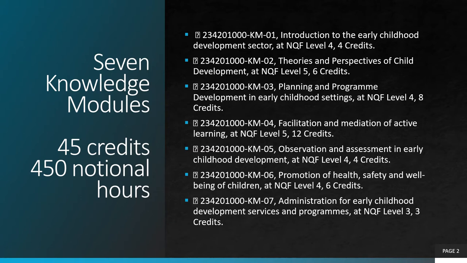We get to knowledge module number 5. That is the observation and assessment in early childhood development. A lot of work, when we are assessing students, we are going to be watching what they do, because at a very young age, they cannot really write, so we watch them do specific things. So say for instance, a child is climbing on a play gym, you will be able to see that all those muscles are being used. So observation and assessment in early childhood development is knowledge module number 5. It is on an NQF Level 4, and there are 40 credits there.